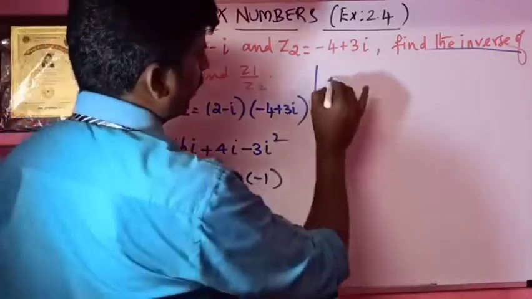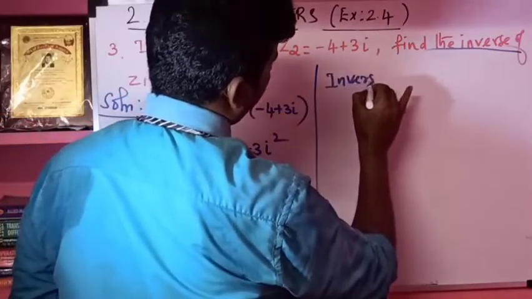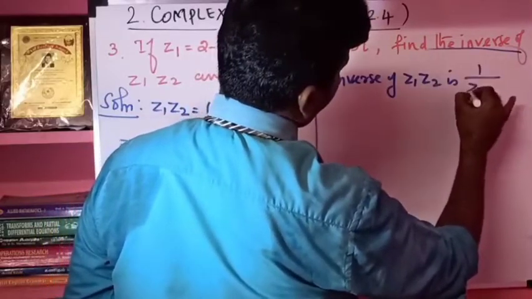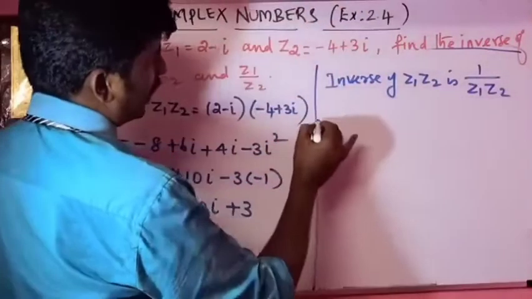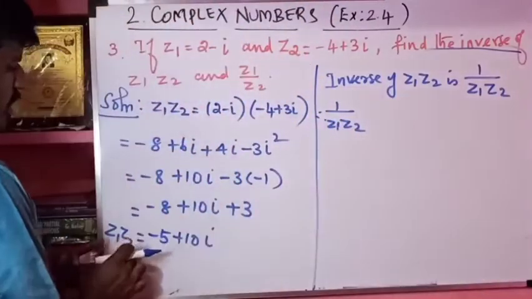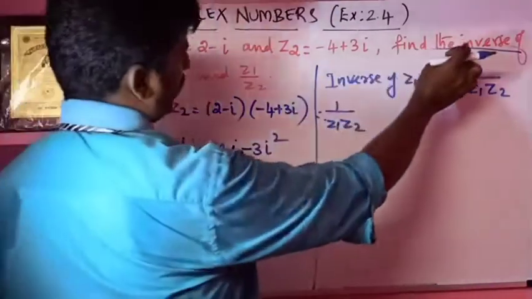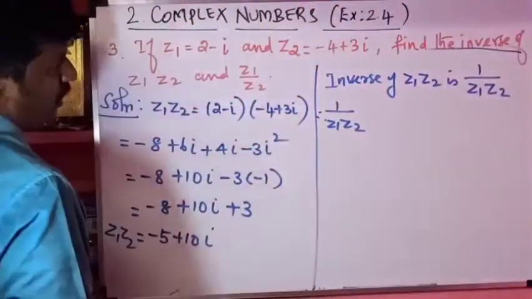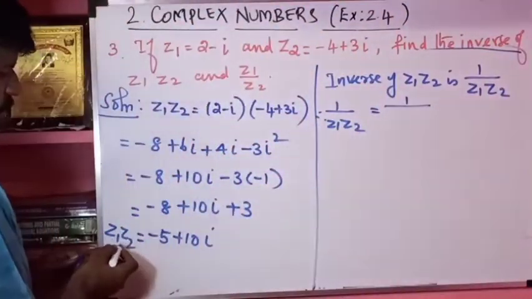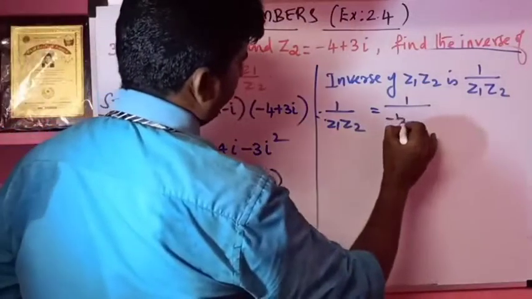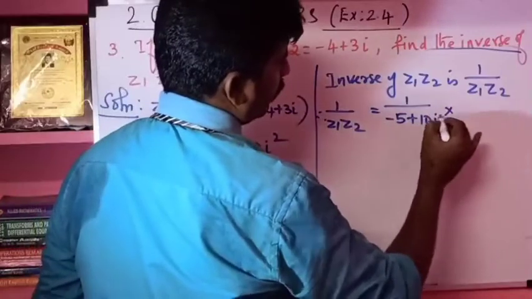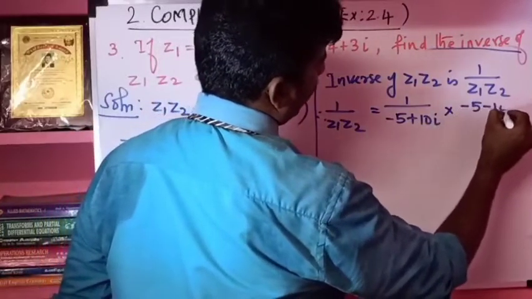Now we need the inverse of z1 into z2, which is 1 by z1 z2. Find the z1 z2 value, and they have asked for the inverse. So the inverse is 1 by z1 into z2, which is 1 by minus 5 plus 10i. Now what is the next step? We multiply by the conjugate value.